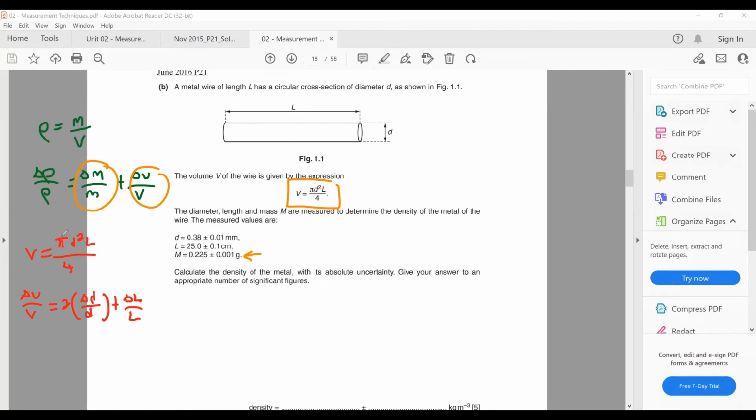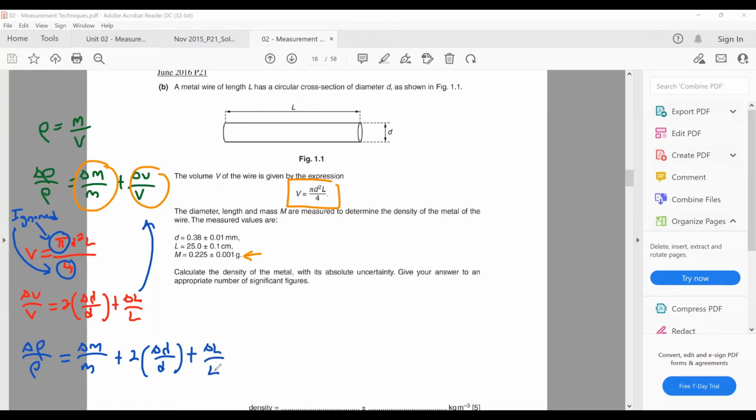This one you will have to ignore because they don't have uncertainties. 4 is a number, there's no uncertainty. Pi is a constant, there's also no uncertainty. So like you see now, for fractional uncertainty of v, you found it here, you can now substitute inside here when you say that fractional uncertainty of density is equal to fractional uncertainty of m plus fractional uncertainty of v, which in turn is 2 times the fractional uncertainty of d plus fractional uncertainty of L.